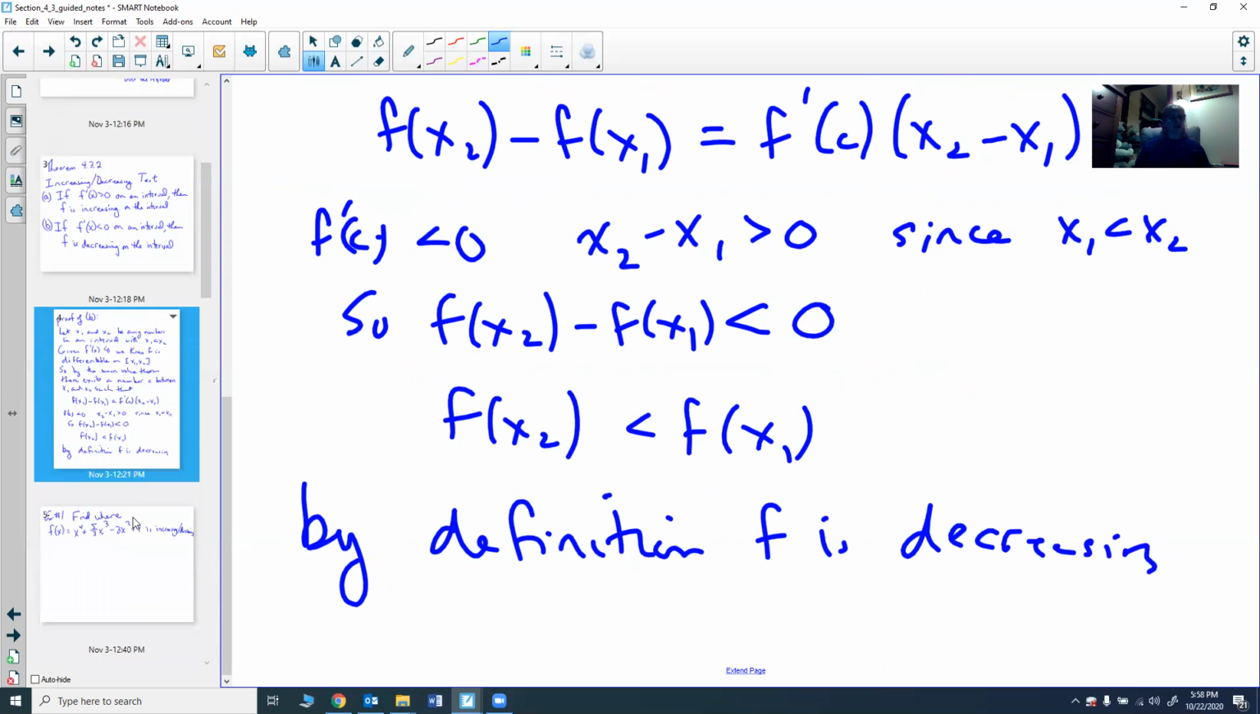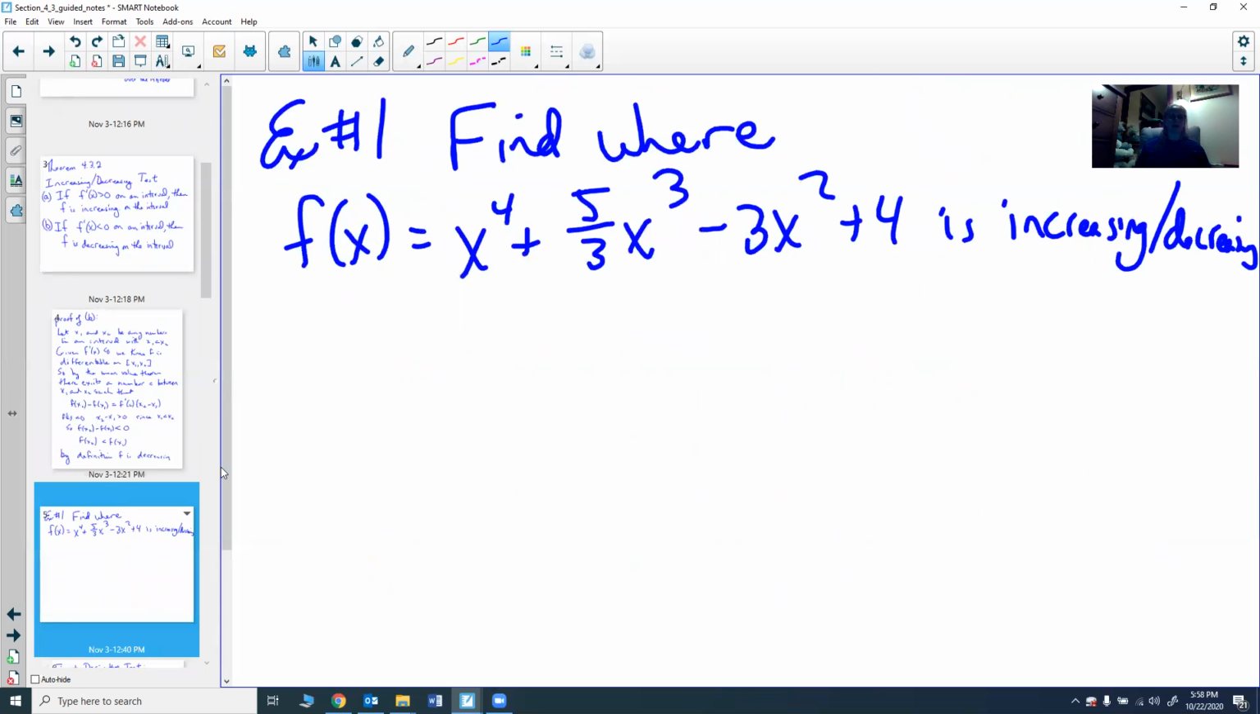All right. So now let's use that idea and do an example. Find where the function f of x equals x to the fourth plus 5/3 x cubed minus 3x squared plus 4 is increasing and decreasing. The first thing we need to do is find out what the derivative is doing. So it helps to know the derivative. Let's find the derivative first.